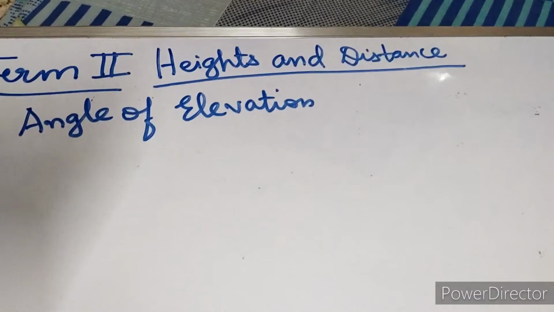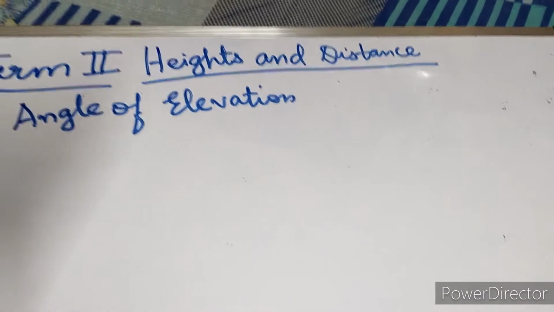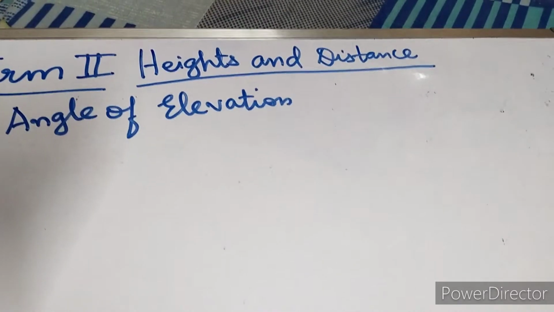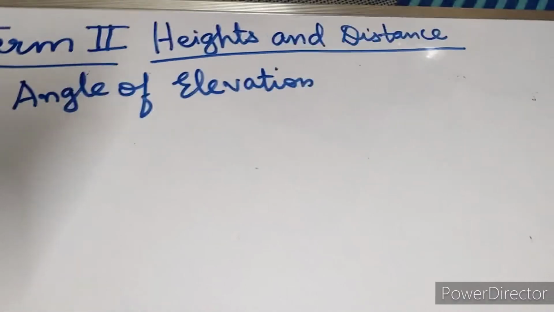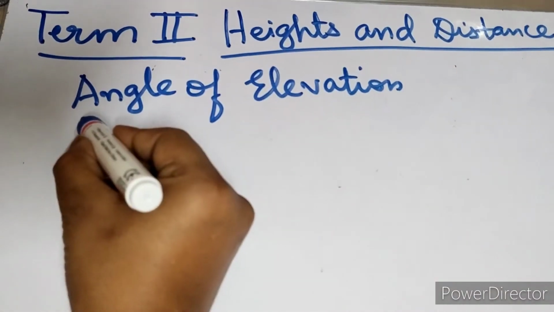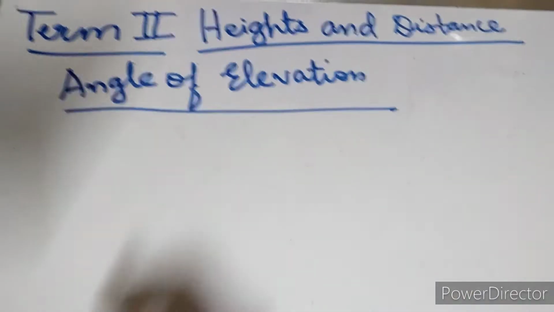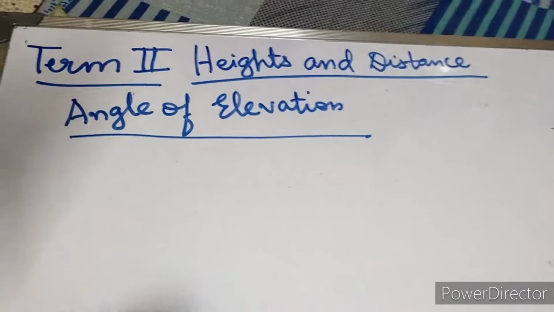Firstly, let us know what heights and distance is, and then I will be discussing a few of the sums from heights and distance. For this, you should know a few things, that is, angle of elevation.